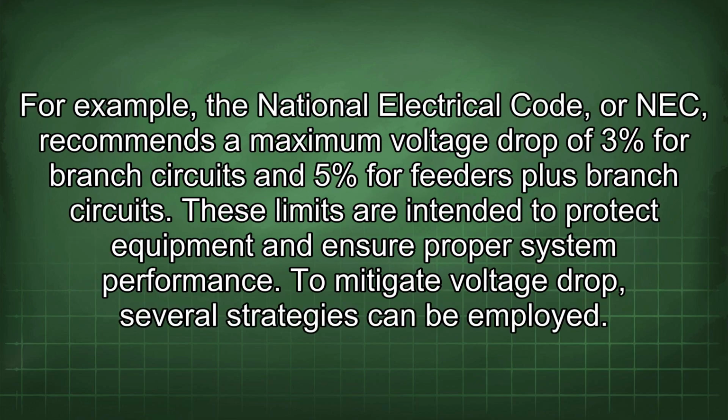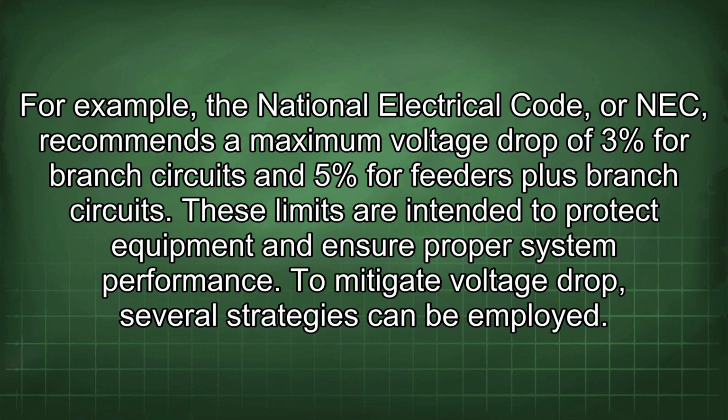Electrical codes and standards typically specify maximum allowable voltage drops for various types of circuits. For example, the National Electrical Code, or NEC, recommends a maximum voltage drop of 3% for branch circuits and 5% for feeders plus branch circuits. These limits are intended to protect equipment and ensure proper system performance.